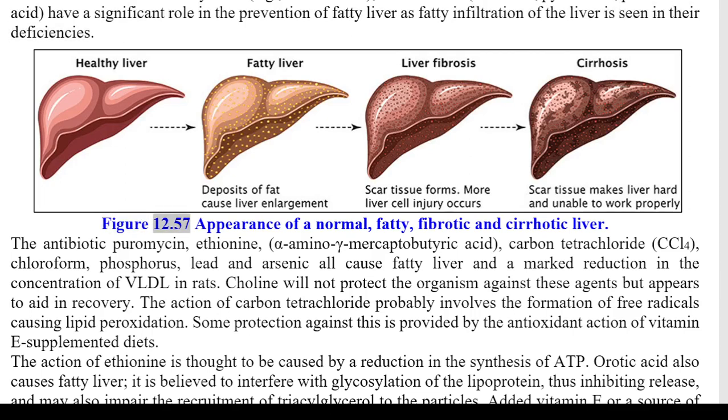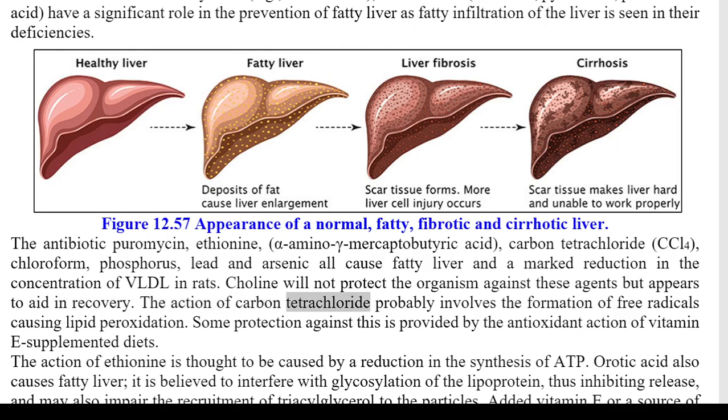Figure 12.57 Appearance of a normal, fatty, fibrotic, and cirrhotic liver. The antibiotic puromycin, ethionine, alpha-amino-gamma-mercaptobutyric acid, carbon tetrachloride, CCl4, chloroform, phosphorus, lead and arsenic all cause fatty liver and a marked reduction in the concentration of VLDL in rats. Choline will not protect the organism against these agents but appears to aid in recovery.